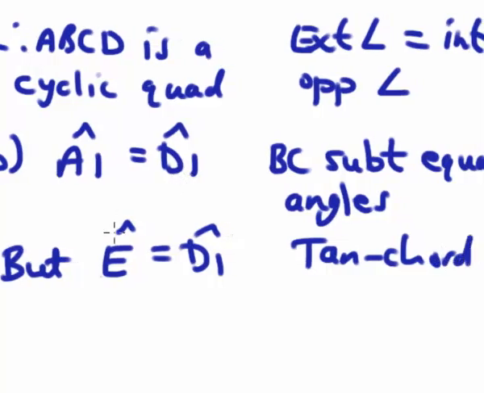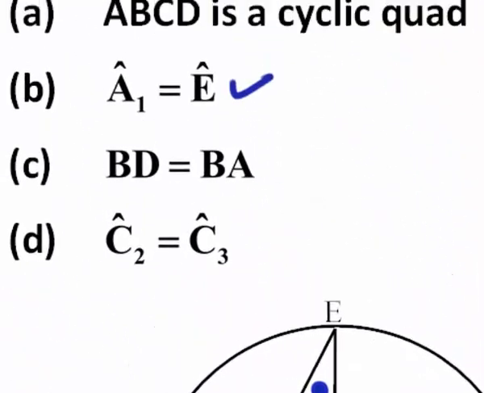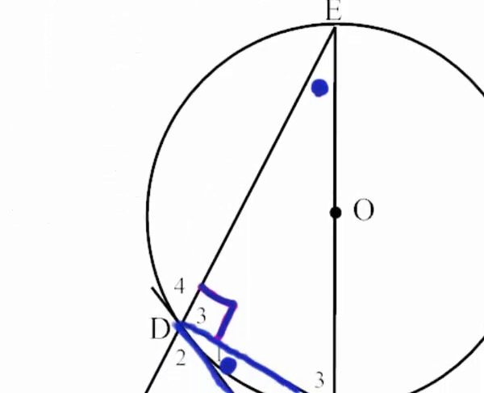So D1 is equal to two angles. It's A1 and E, so therefore A1 is equal to E, exactly what we wanted there. So that sorts out number B there. Okay, now what about number C? Ooh, BD is equal to BA.